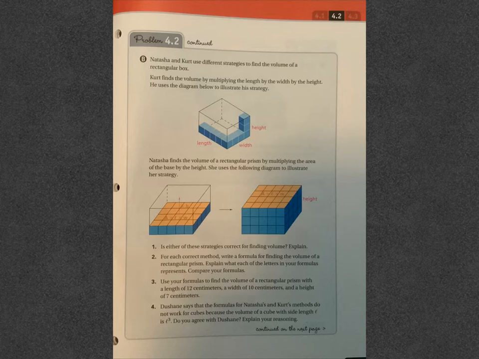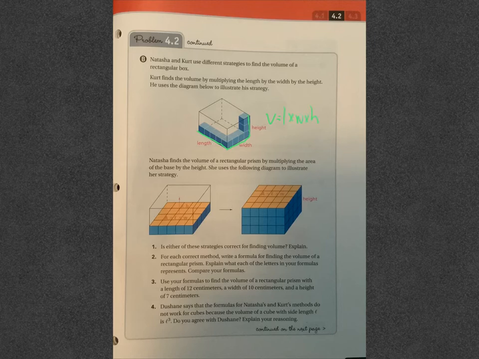So part B, Natasha and Kurt use different strategies to find the volume of a rectangular box. Kurt finds the volume by multiplying the length by the width by the height. He uses the diagram below to illustrate his strategy. So you can see that he's got his length. So he counted out the number of unit cubes, the width, and he multiplies that, kind of like we did with the 1 layer. But then he knows how many layers he uses. So he goes, volume equals length times width times height.